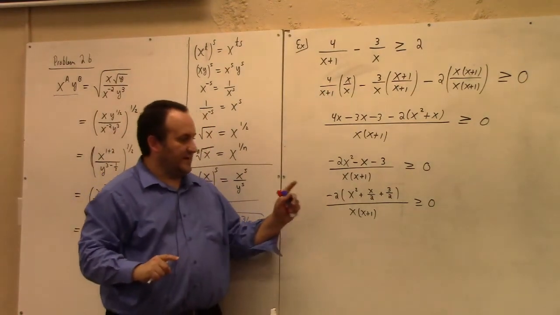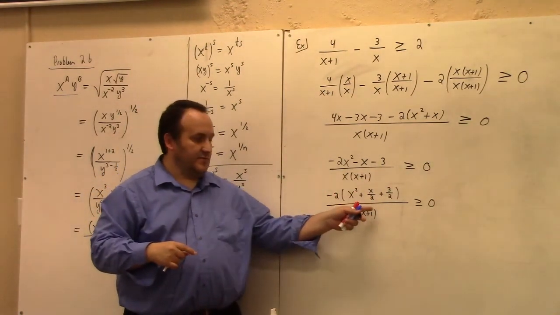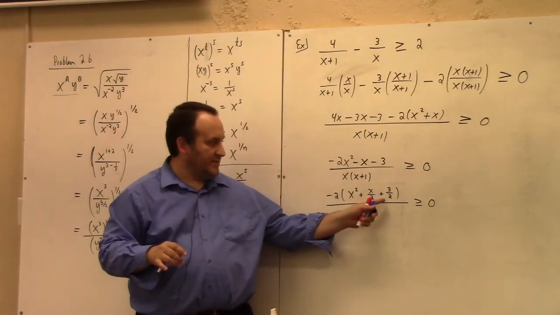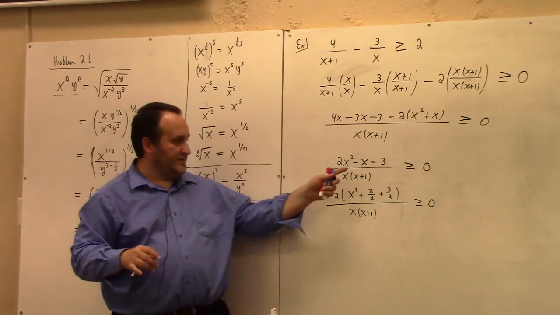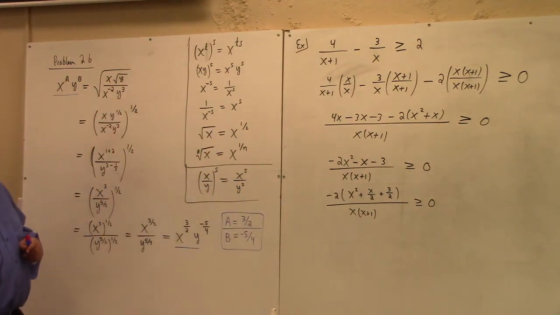I get minus 2x squared. Yeah. Minus 2 times x over 2 gives me minus x. Good. Minus 2 times 3 halves gives me minus 3. Also good. Can you factor what's in the numerator there? x squared plus x over 2 plus 3 halves.